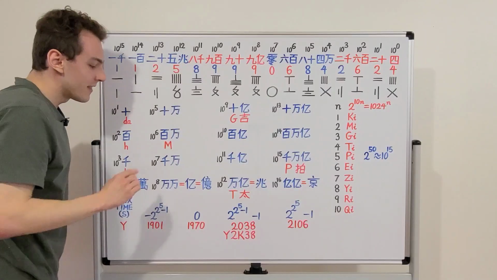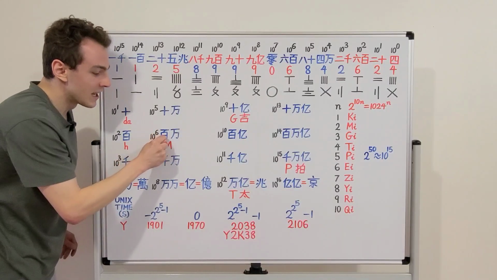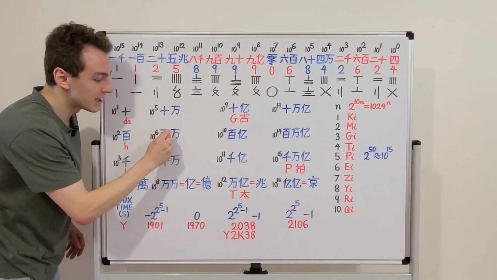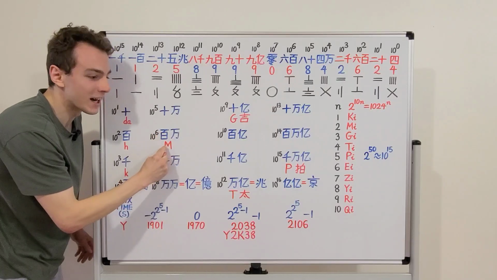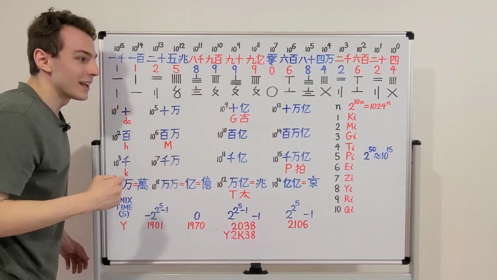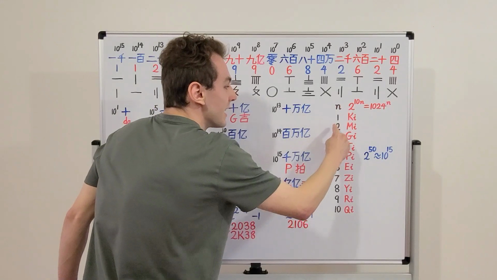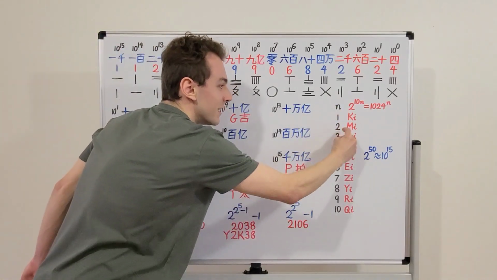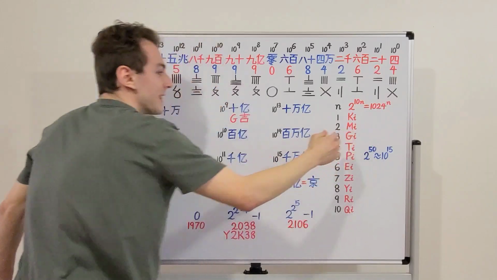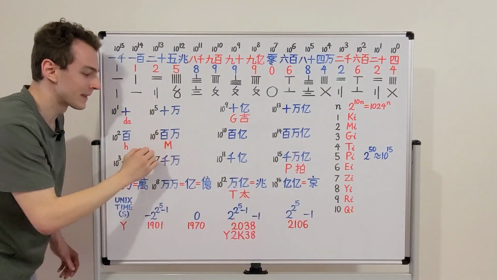Now observe that 10 to the power of 6 is represented as 100 myriad. And this is equivalent to mega. So mega corresponds to n equals 2. And mega is analogous to mebi. So here we have mebi, and that is analogous to mega.